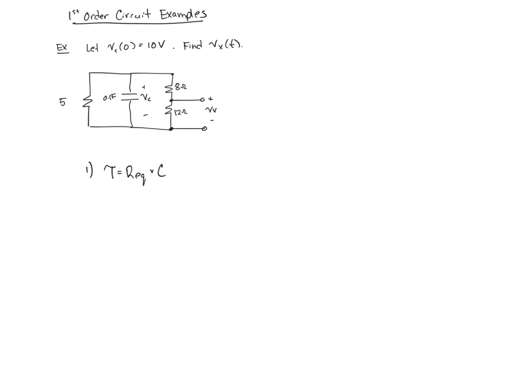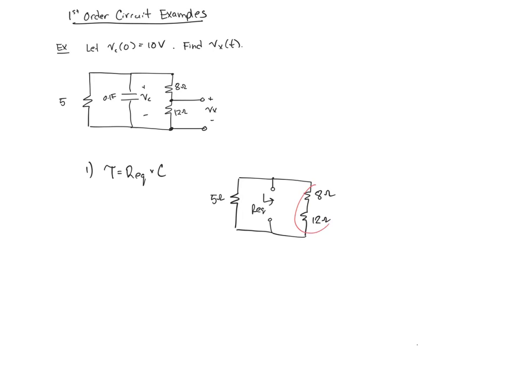Okay, so for part 1, we're going to find the time constant, tau, which is equal to the equivalent resistance seen by the capacitor times the capacitor. So we need to redraw the circuit from the point of view of the capacitor. To do so, we pull out the capacitor, so it's open circuited, and we draw the remainder of the circuit. And we're looking at the equivalent resistance seen on the terminals of the capacitor. And hence is our equivalent circuit.